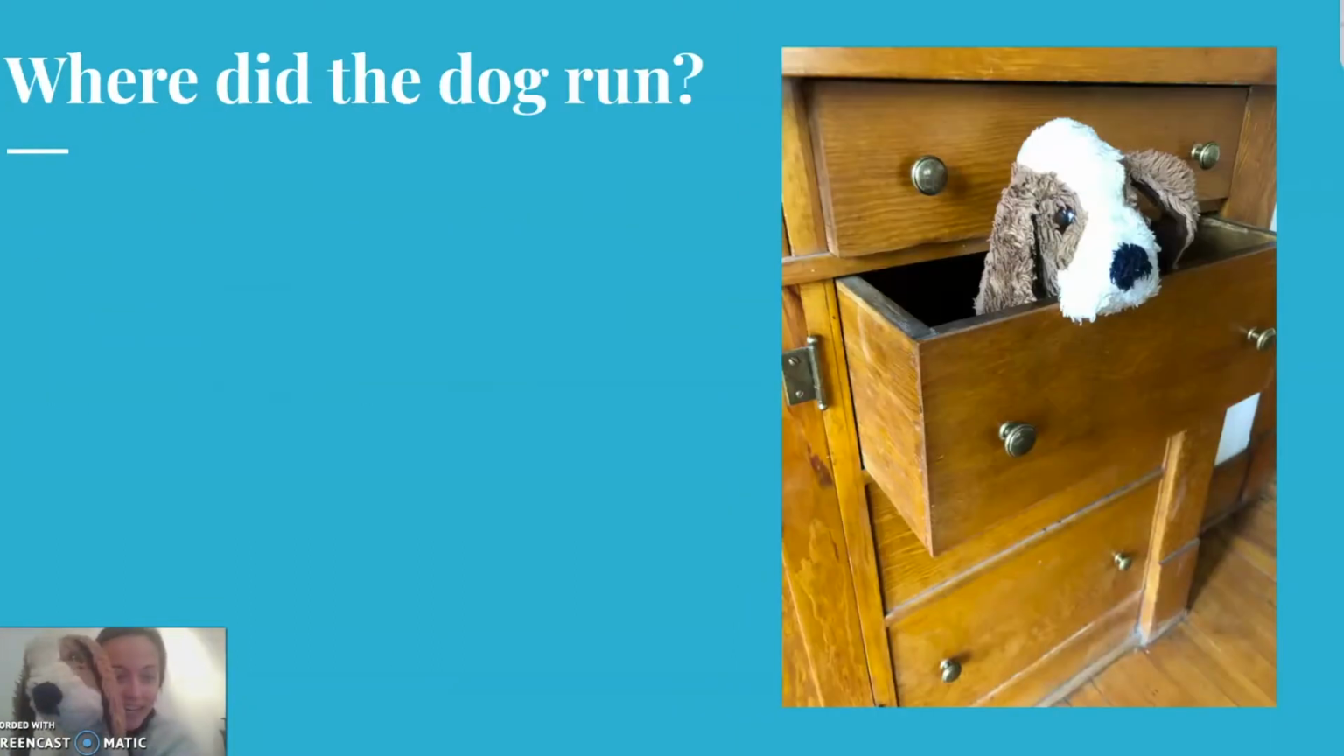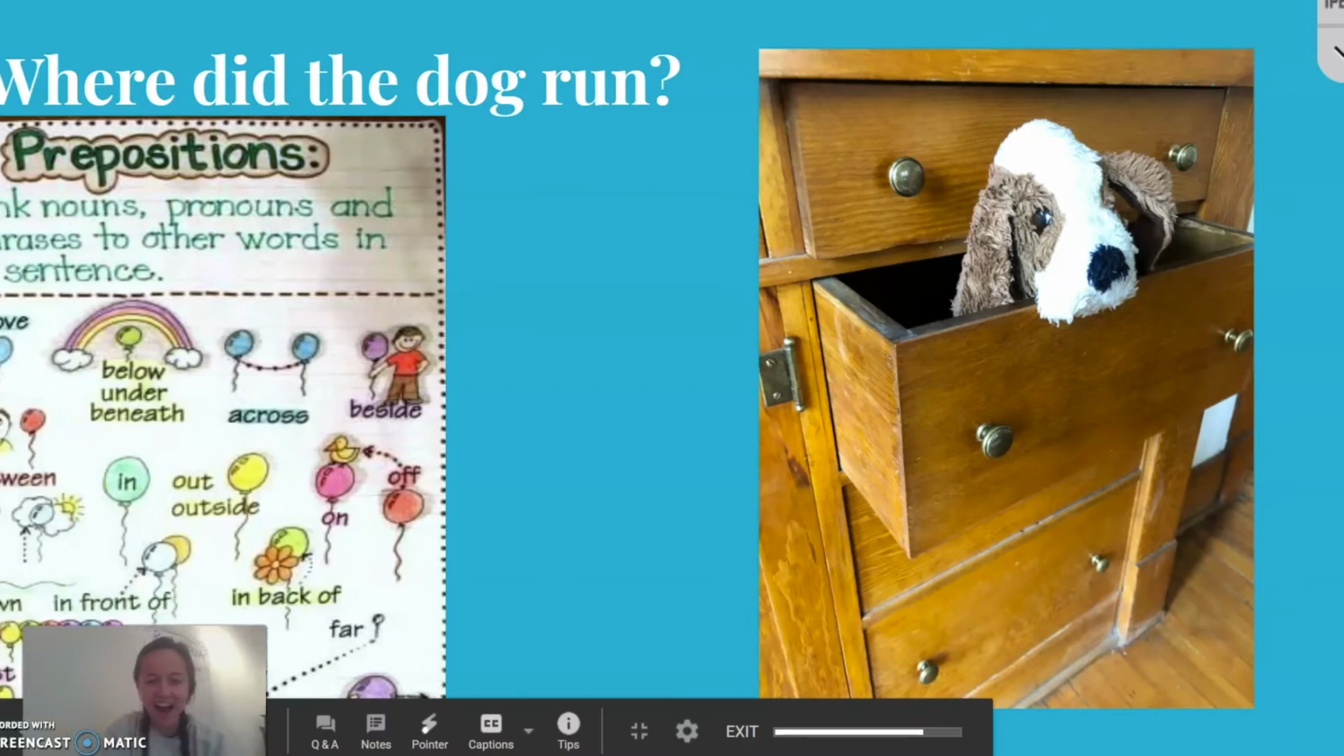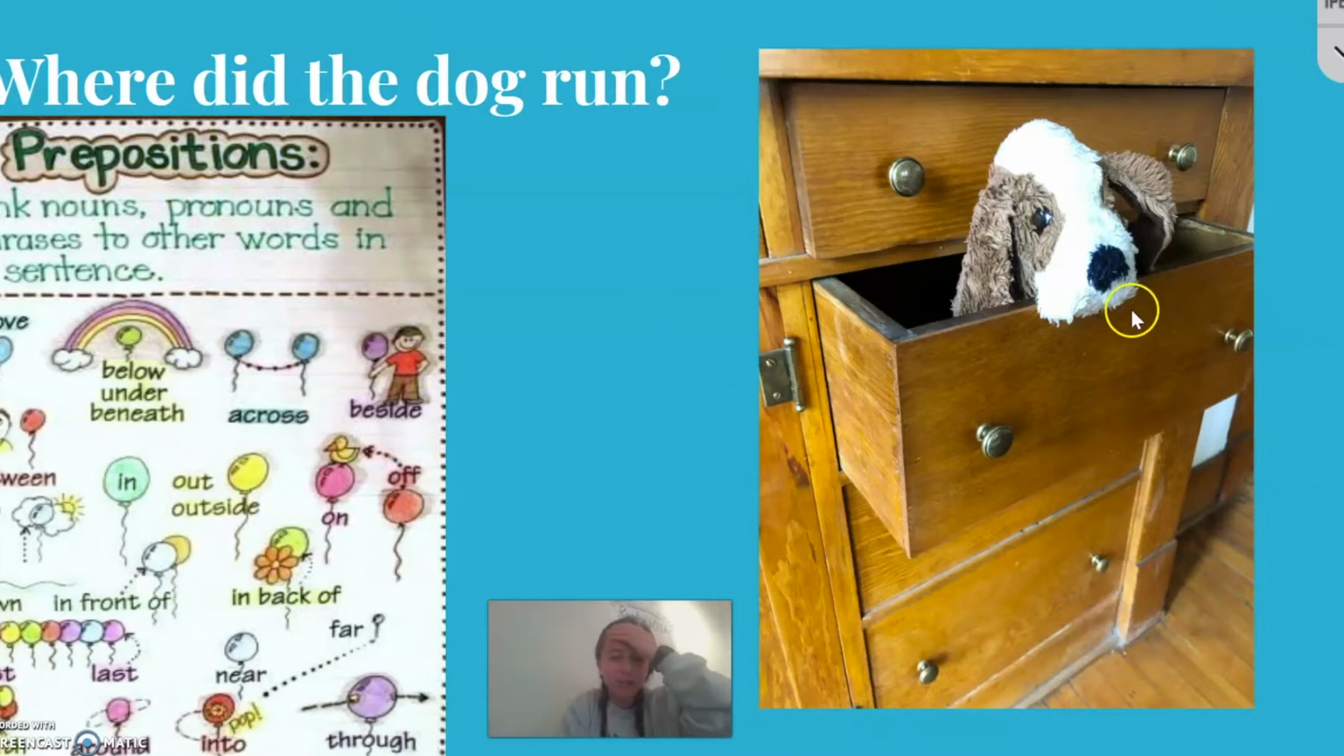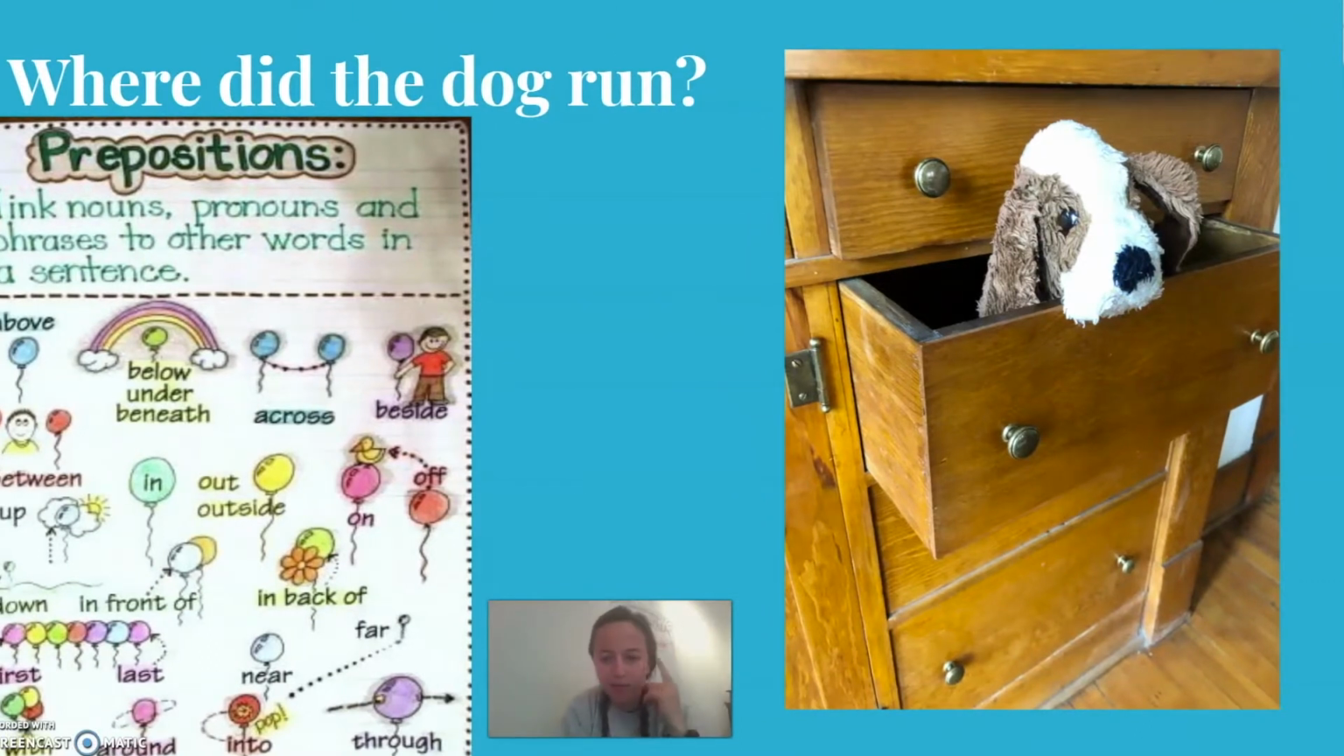Now we get to play a game with my dog. My dog loves to run around the house, and you get to use preposition words to describe where the dog is in the house. All right, I will show you the first one. We're thinking about, where did my dog run? And I can look at this poster and use that to help me remember my prepositions. Or maybe I just know it. Ooh, the dog ran inside the shelf. Silly dog.